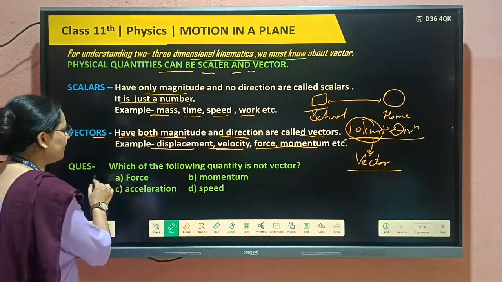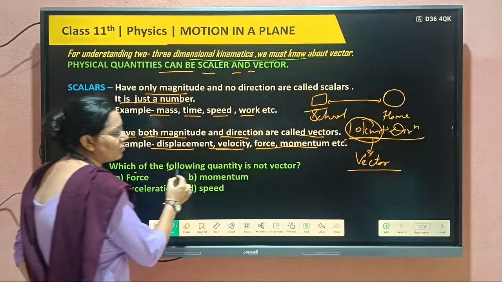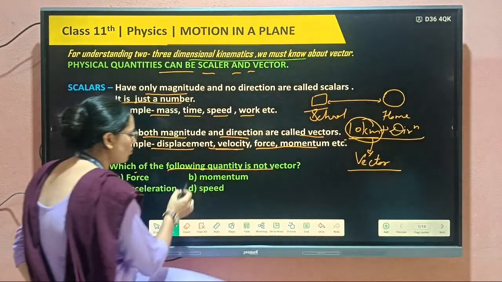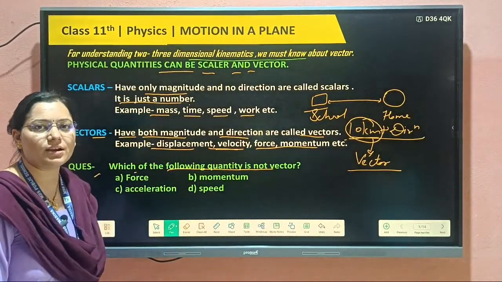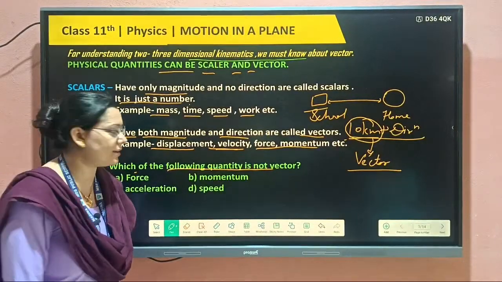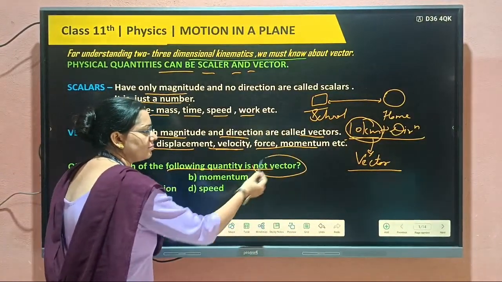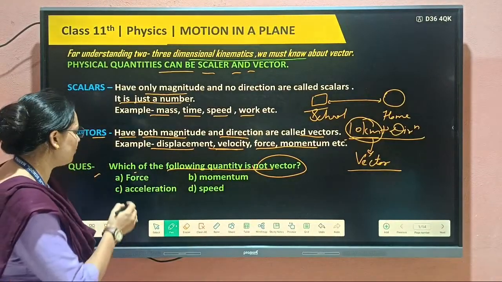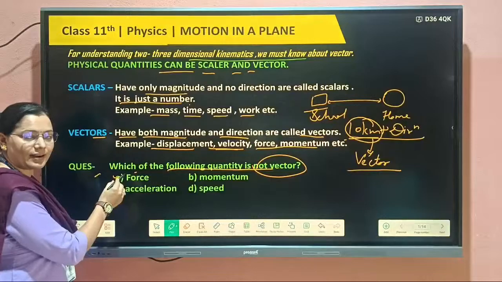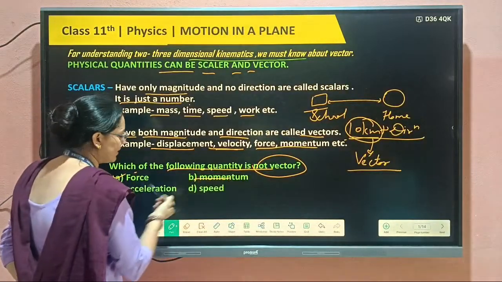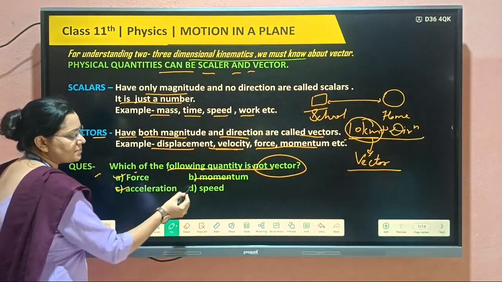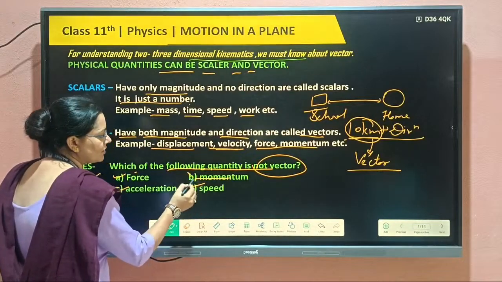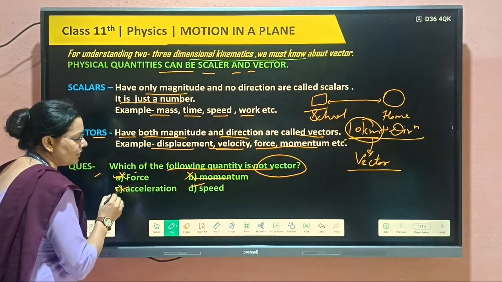Okay, so see here one question, which of the following quantity is not a vector? Here these options are given, out of these we have to find out which are scalar or not vector. Here we have to find not vector, means not having direction, only magnitude will be there. So force is our vector quantity, momentum also vector quantity, acceleration also, speed is our scalar quantity. So right option will be our speed only.